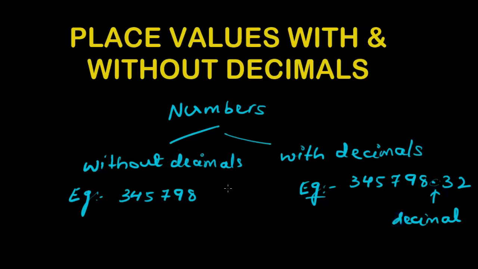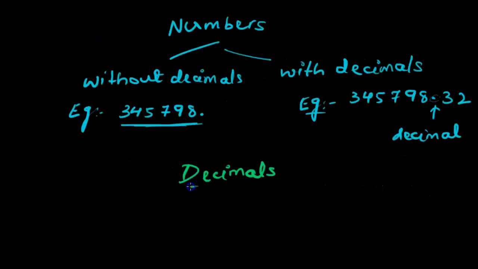Now here we want to remember one thing: if a number is without a decimal, as in this case, it's not technically without a decimal. It has an imaginary decimal, and that decimal always comes at the end of the number. It's just that we do not have any number after the decimal. That's why it's called a number without decimals. Now we know decimals are nothing but a dot in a number. So this is a decimal.